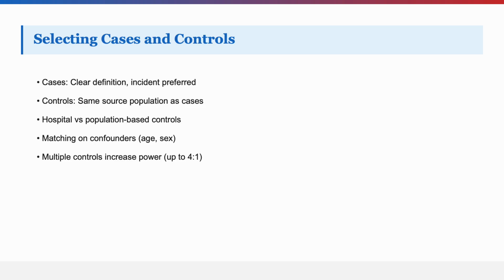Matching controls to cases on potential confounders like age and sex improves efficiency. But matched variables can't be studied as exposures, and matched analysis is required. Using multiple controls per case increases statistical power, but returns diminish beyond about 4-to-1 ratios.